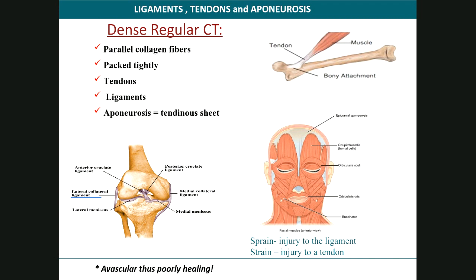It makes up tendons. Tendons connect muscles to bones. It also makes up these large tendons called aponeuroses. This is a large tendon we have on the top of our skull, called the epicranial aponeurosis. They're parallel collagen fibers, tightly packed to each other. We'll learn in the future that dense regular connective tissues heal slowly.